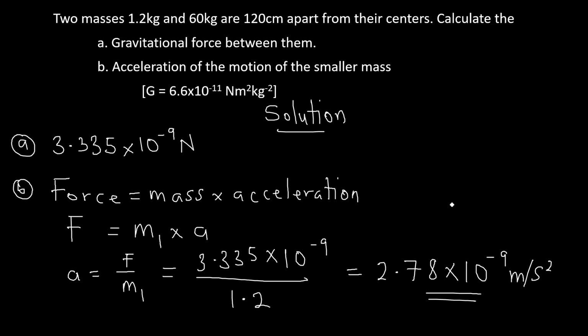Although we have not been asked to find the acceleration of motion of the bigger object, the formula is going to be the same if we're asked to do that, because you are going to use the same force. In place of m1, you will just use m2, which is 60 kilograms. So if you put 60 kilograms in place of the 1.2 kilograms, that will give you the acceleration of motion of the bigger object. So this is how to solve the question, and thank you very much for joining us.